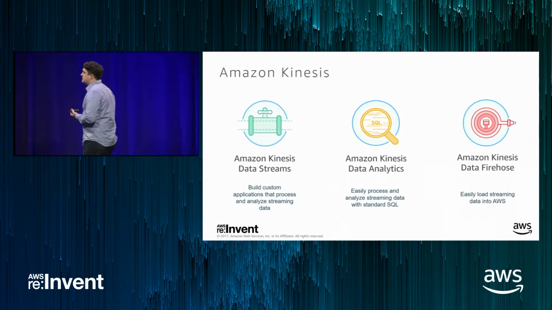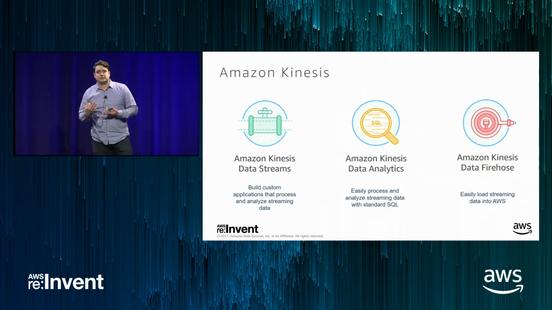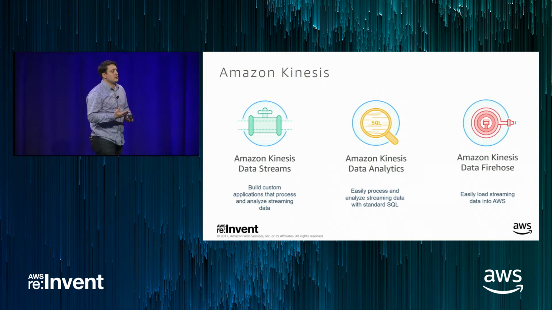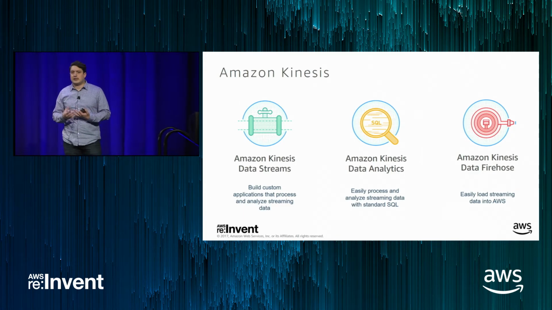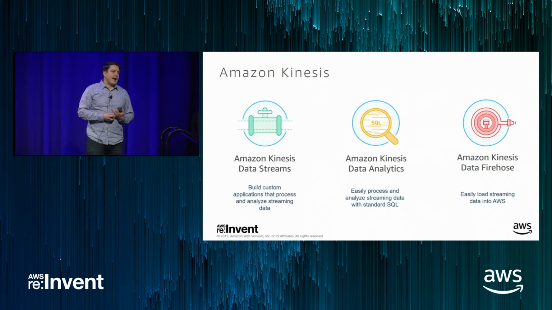So Amazon Kinesis consists of 3 services. The first one we launched 4 years ago includes Amazon Kinesis data streams. This is core infrastructure for AWS, so it's in all AWS regions. It's used by a number of internal services like CloudWatch, EC2, as part of the backbone infrastructure of how they run and operate their services.